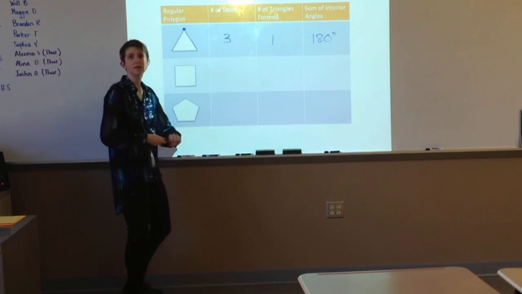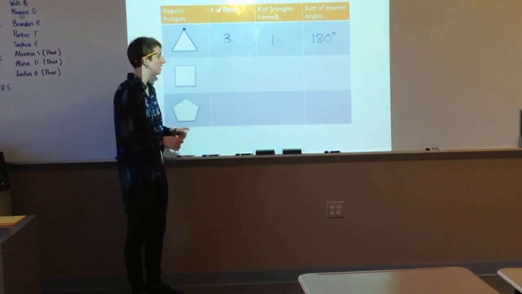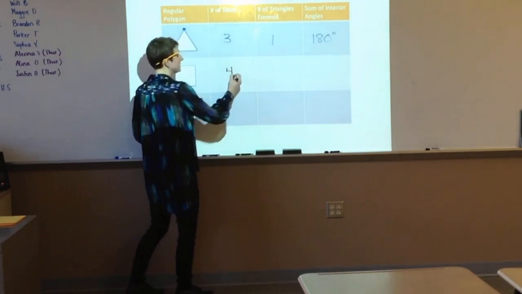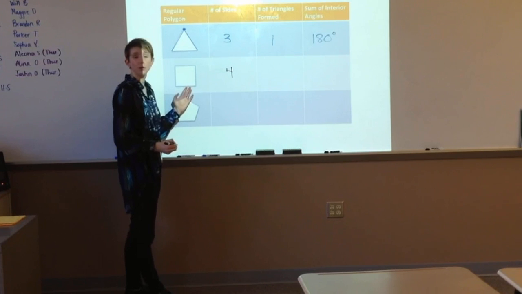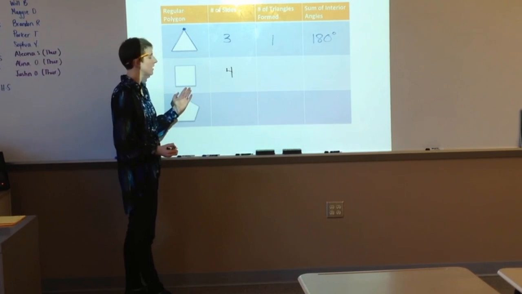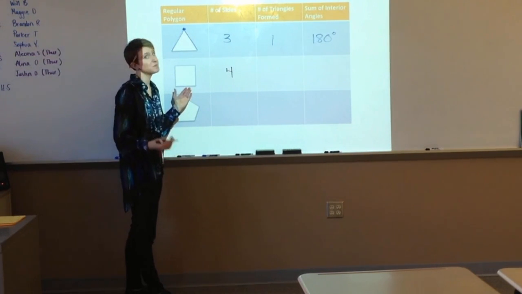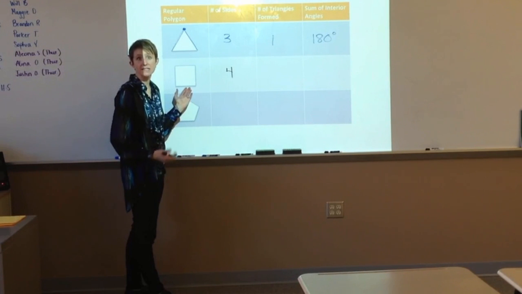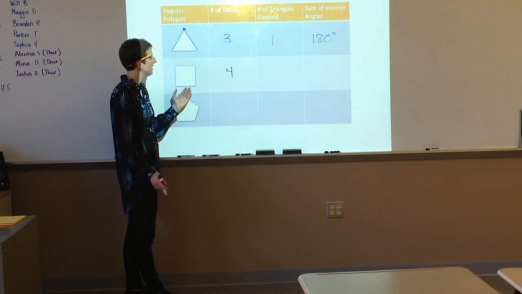Going to the next shape, that's what we call a quadrilateral. It has 4 sides. This is a regular quadrilateral, so we can refer to this shape as a square. Rectangles are also quadrilaterals, but they're not regular because not all sides measure the exact same length.